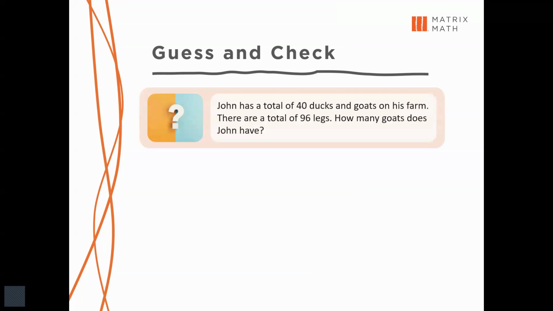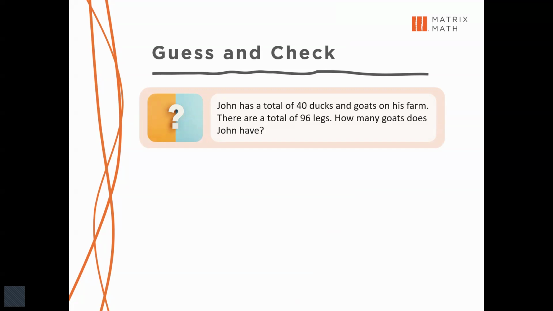What you'll see is something like this. This question is not in your handout. I'm just introducing the alternative method that you may have been practicing. A question like that can be: John has a total of 40 ducks and goats on his farm. There are a total of 96 legs. How many goats does John have?